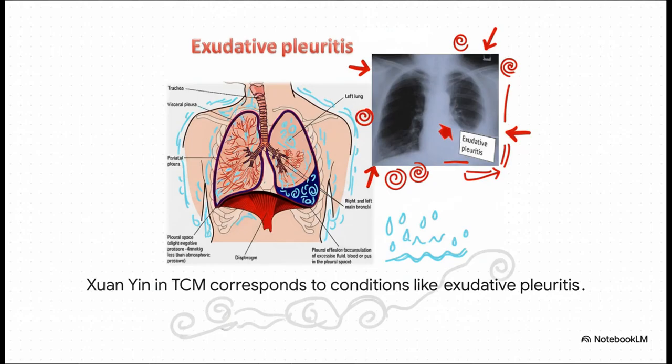And check this out. This is a perfect illustration of Xuan. You see the diagram of fluid building up in that pleural space, and the X-ray confirms it. This is exactly how a TCM concept, fluid stuck in the chest and hypochondrium, maps directly onto a Western diagnosis like pleural effusion. It's a great visual to lock in the idea.